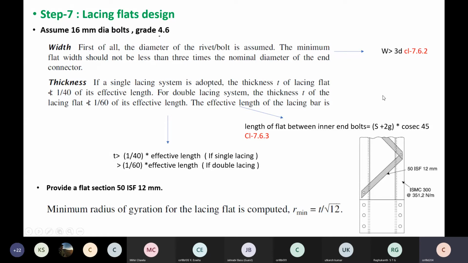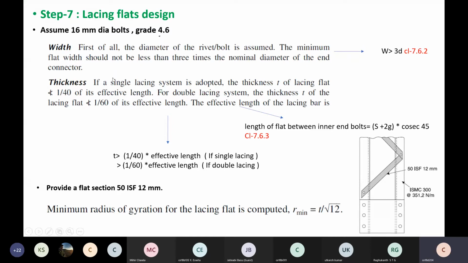Understood why it is 50 mm? The minimum flat width should not be less than 3 times the nominal diameter of the end connector. So here we are providing the 16 mm dia bolt. So the width will be greater than 3 times the nominal dia, which is 16 mm. So W should be greater than 48 mm. So assume W as 50 mm.